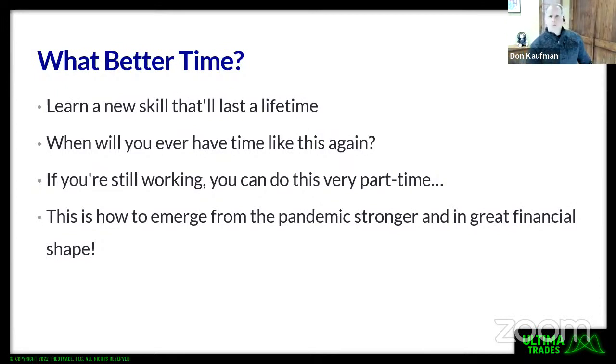Most people are presently working from home, hopefully have enough time to do a little bit of this and actually learn the skill set. This is very part-time. I don't want anybody to think that you have to sit in front of the screen every nuance. We're going to go out, we're going to sell premium, we're going to get back, we're going to manage the risk. So this is how to emerge from this pandemic. Take advantage of the volatility and emerge stronger and in better financial shape than when you went into it.